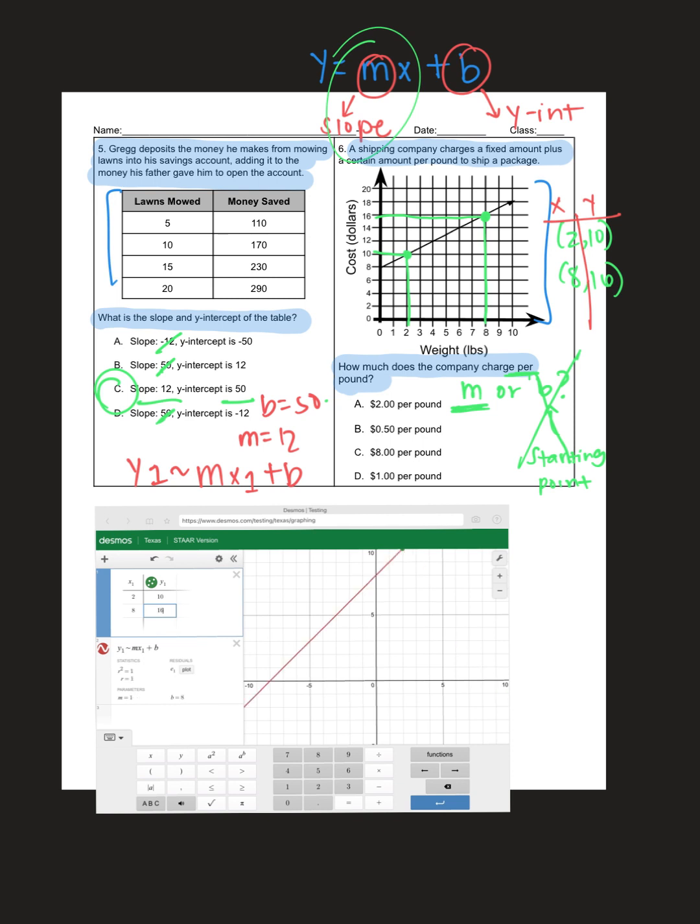So if I look over here at the bottom, it gives me 2 things. It gives me m is equal to 1 and b is equal to 8. Refresher that I want m because it said per pound. It didn't say starting fee or anything like that, so I don't want b, I want m. So what is going to be my answer? They charge $1 per pound, so my answer is D.